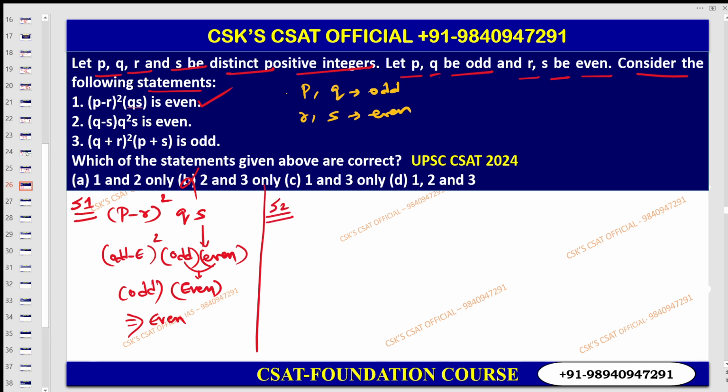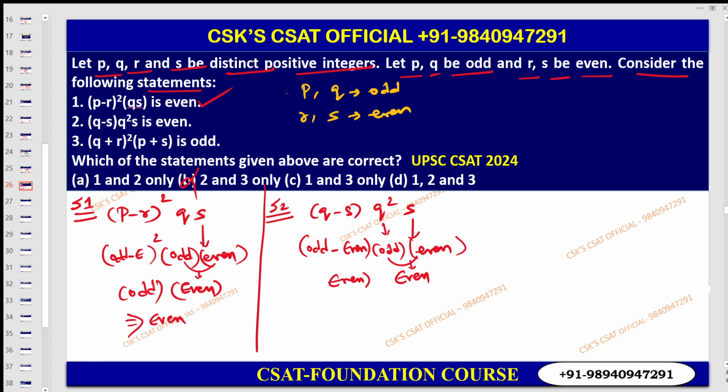Now statement number 2. (q − s)·q²·s. So s here is even. Odd the whole square, please understand, we just saw that odd the whole square is again odd. So these two are going to be even. Now here if you see q − s, q is odd, s is nothing but even.